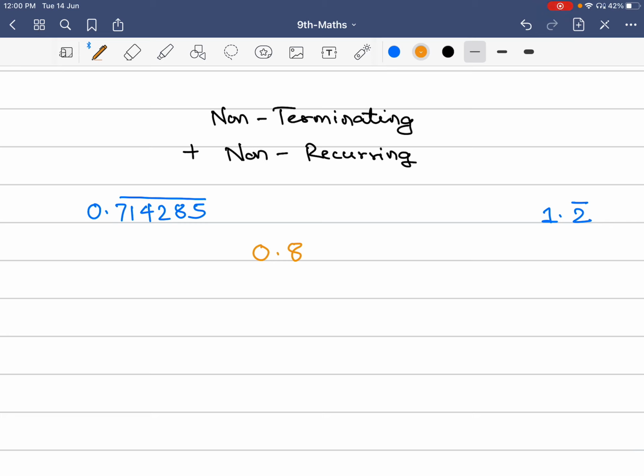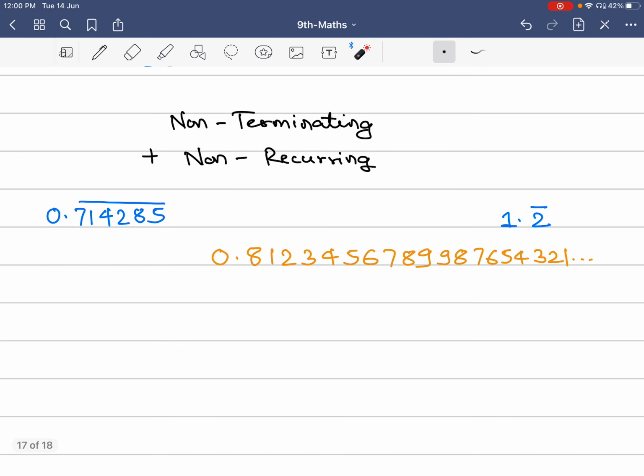Okay, so 0.8, and then I can just go with 1, 2, 3, 4, 5, 6, 7, 8, 9, and 9, 8, 7, 6, 5, 4, 3, 2, 1, dot, dot, dot. Okay, so this is a number which is between these two, because it is 0.8. And is it non-terminating? Yes, you can see it's non-terminating. Is it non-recurring? Yes, none of the digits are recurring or repeating in any special format. So thus this is our one answer.